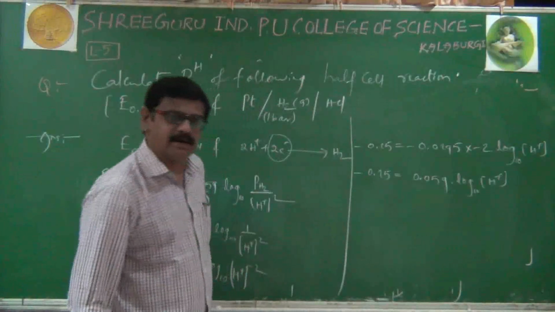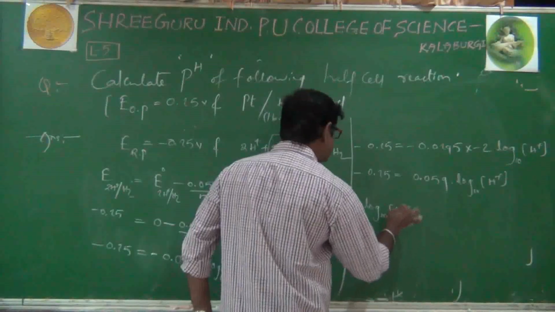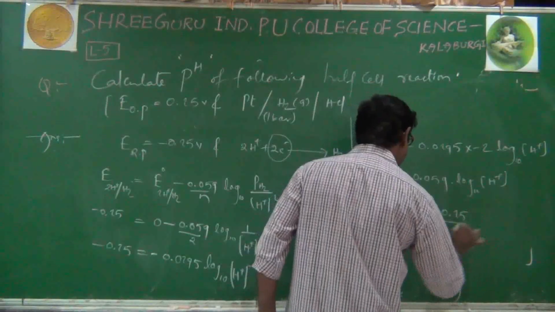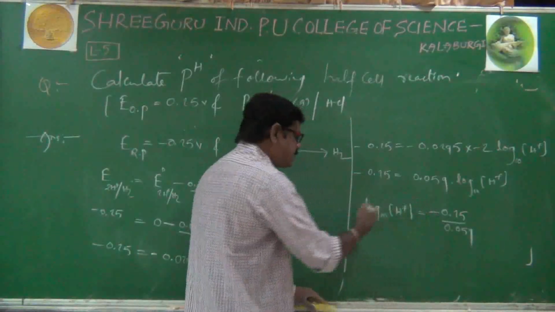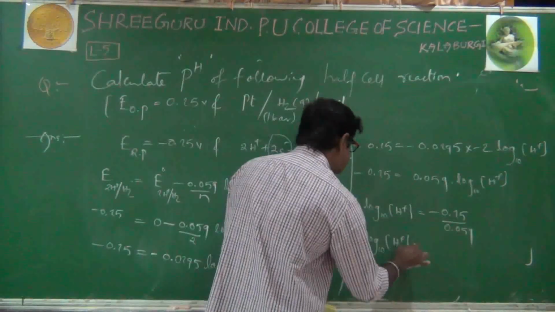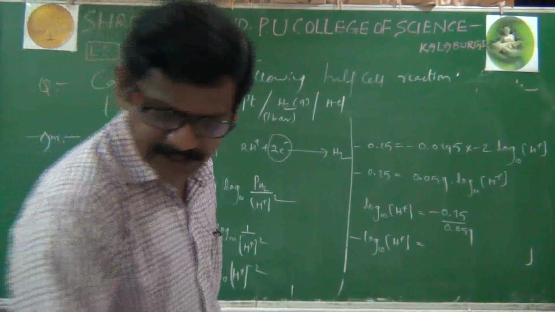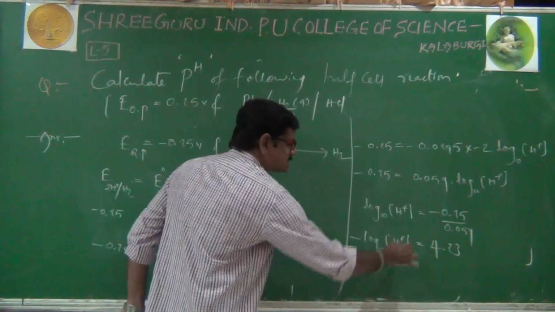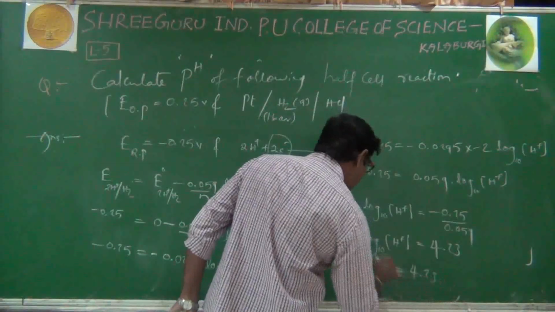Now we bring log base 10 H plus to the left-hand side. Log base 10 H plus equals minus 0.25 divided by 0.059. In the next step, I bring this minus to the LHS. Minus log base 10 H plus equals, if you divide that value, 4.23. Minus log base 10 H plus is nothing but pH. Therefore, your answer is pH equal to 4.23. That's it.